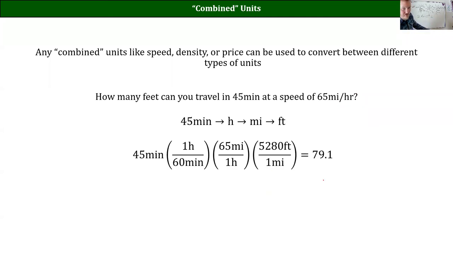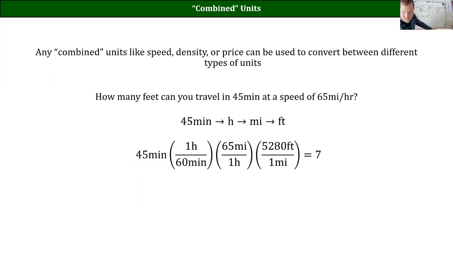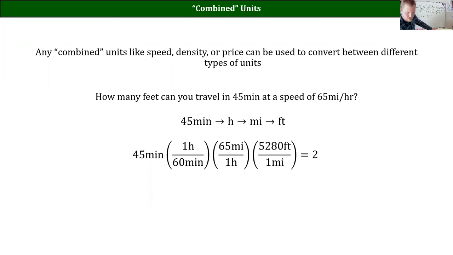That's not right at all. Not 79.1. That's left over from the last one. Two point six times 10 to the 5.